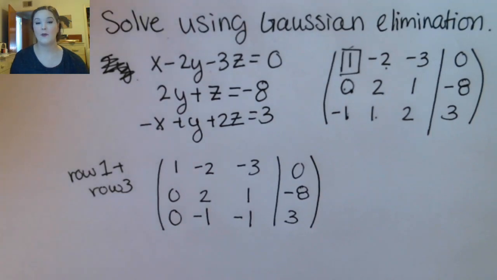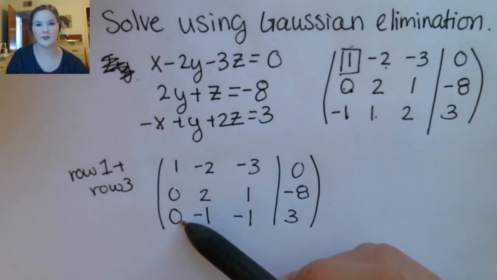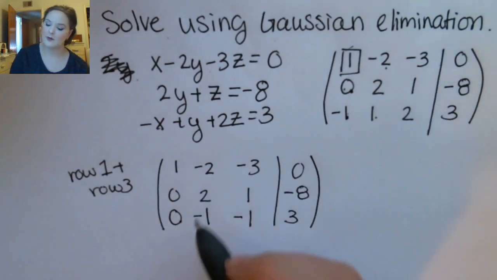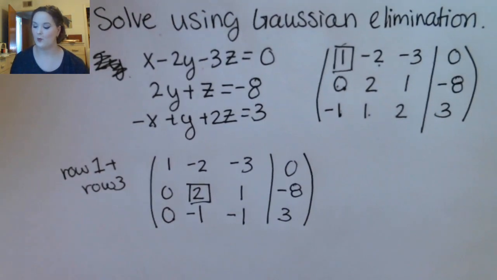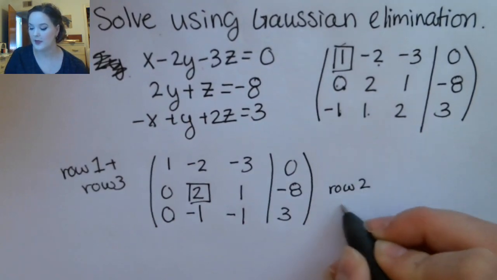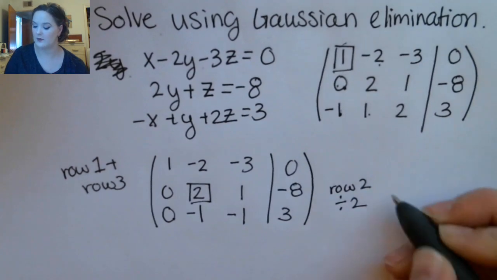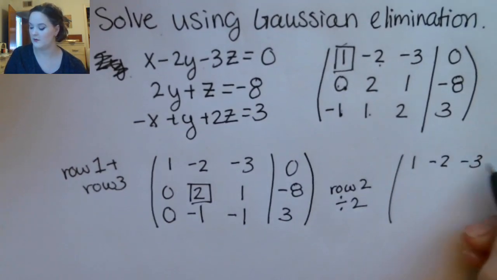Okay, so now I'm done with my first column, and I can tell because the diagonal is 1 and everything below the diagonal is 0. Okay, so now I'm going to move here. I'm going to use division to make this entry a 1. So I'm going to take row 2 and divide it by 2. I'm not changing my first row at all.